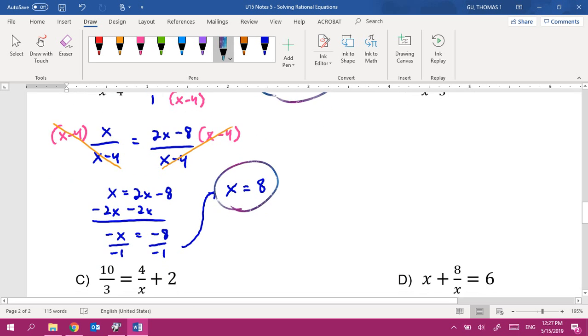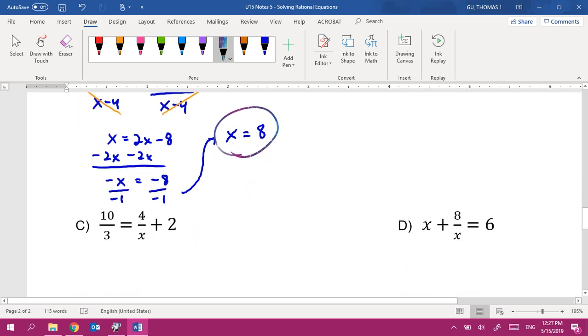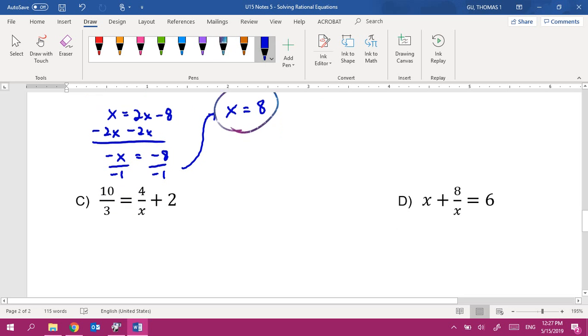Okay, let's go to C though. So C now starts to look a little different, but this process is still the exact same. What is our very first step that we always do? The restriction. What is the restriction here? X is not equal to 3.